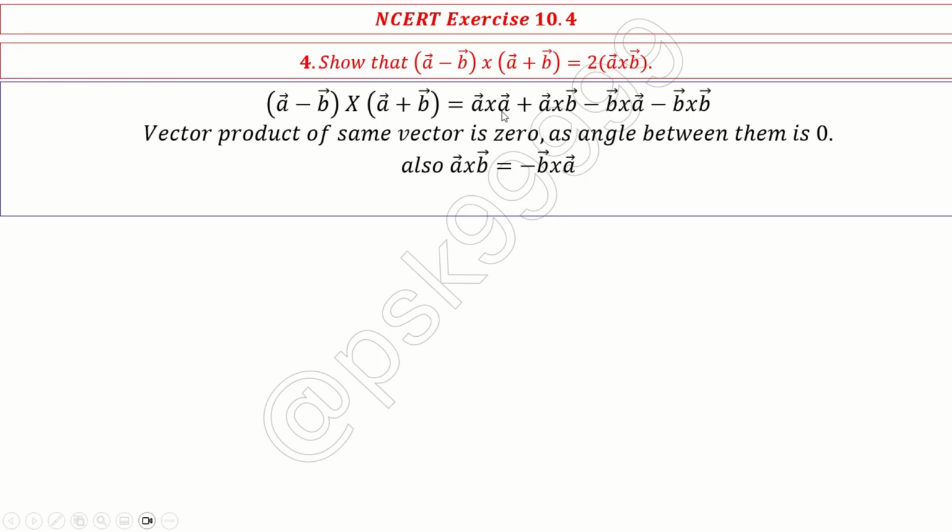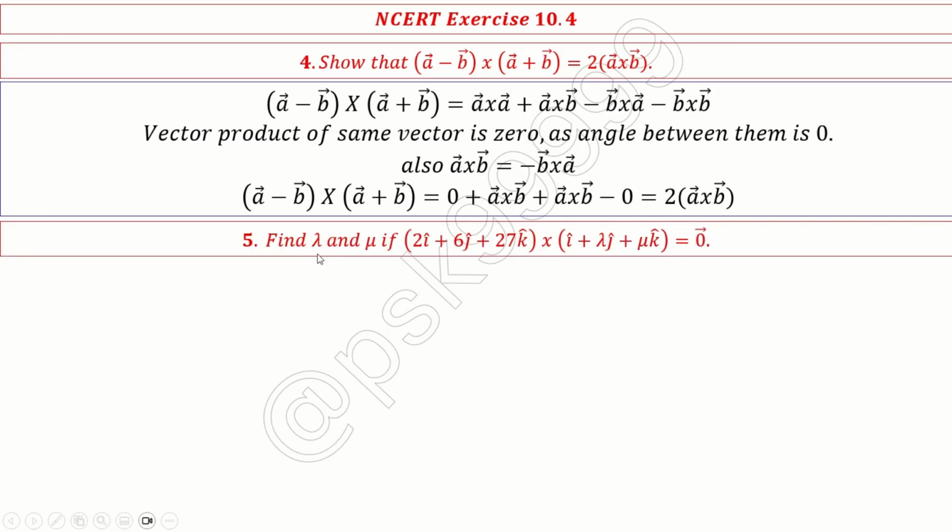And a cross a is between parallel vectors, so this will be 0. Angle between them is 0, so this value is 0. B cross b is also 0. So what I am left with is a minus b cross a plus b equal to 2 a cross b. 2 times a cross b. This is what I am left with.